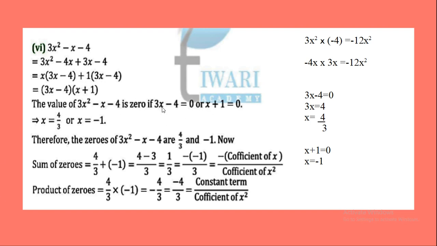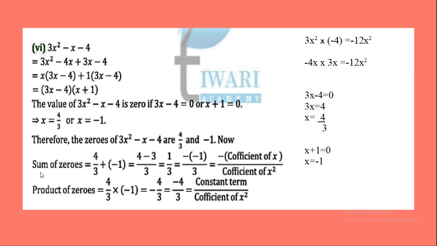the value of this polynomial will be equal to 0. That is, when 3x minus 4 equal to 0 means when 3x equal to 4 or when x equal to 4 by 3, and when x plus 1 equal to 0 means when x equal to minus 1. So when x equal to 4 by 3 and when x equal to minus 1, the value of this polynomial will be equal to 0. So the zeros of this polynomial are 4 by 3 and minus 1.